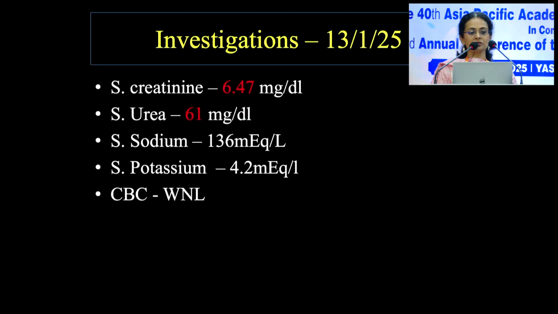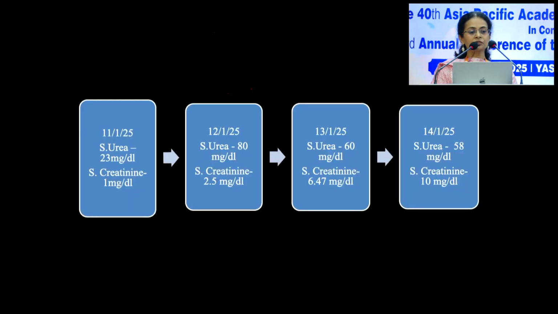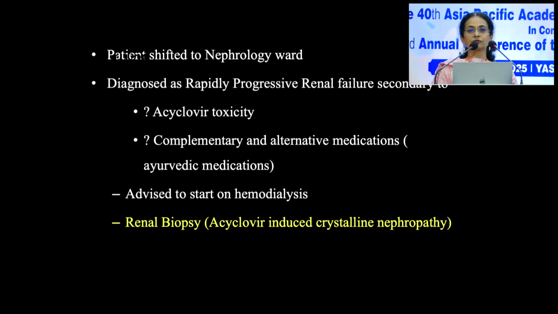His investigations showed that his creatinine kept on rising despite stopping acyclovir. Urea kept on rising. So this was the sequence: 11 Jan, 12 Jan, 13 Jan, 14 Jan. His creatinine had shot up to 10. Now he was shifted to nephrology ward. It was scary. They diagnosed him probably as acyclovir-induced toxicity leading to rapidly progressive renal failure, or complementary and alternative medications, because he did give history of using some Ayurvedic medications. He was started on hemodialysis, planned for a renal biopsy, which confirmed acyclovir-induced crystalline nephropathy.